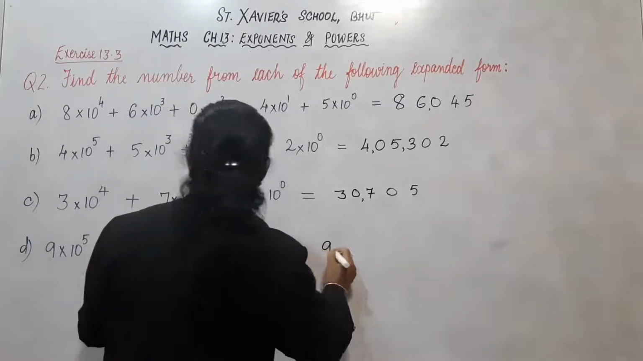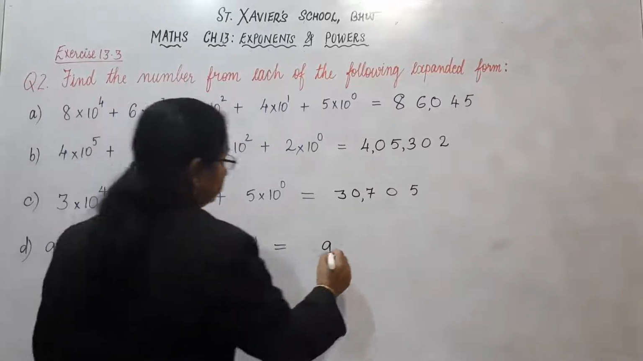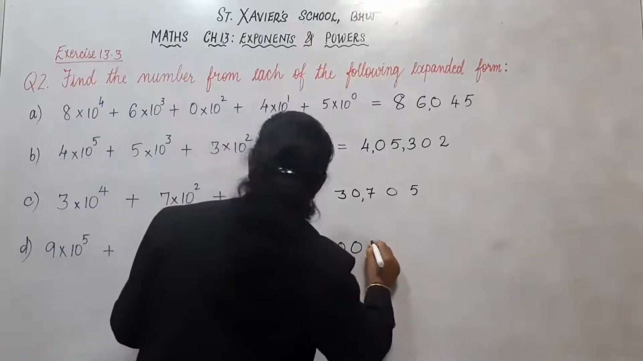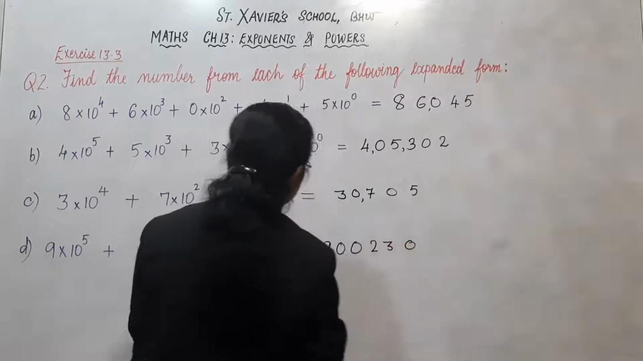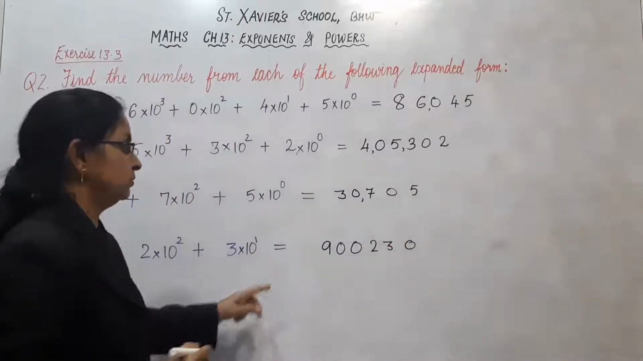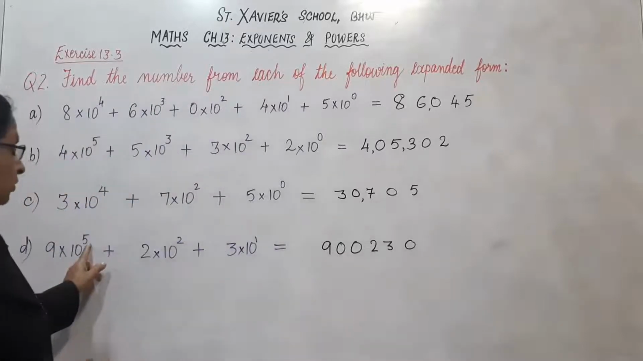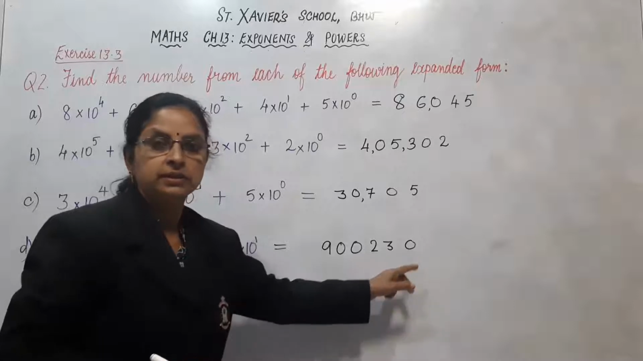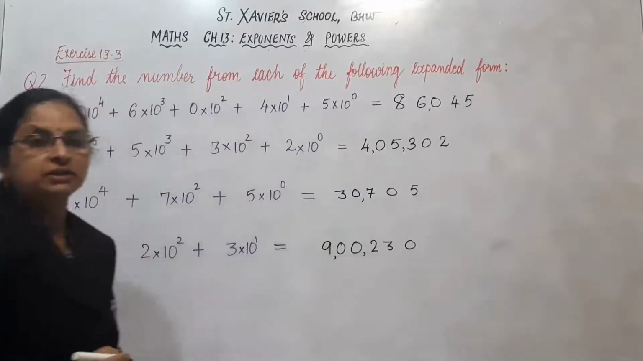9. Here in 2 places, fourth power and third power are missing, so we put 2 zeros. Then 2, 3, then last 10 raised to 0 is also missing, so we have to put 0 there. Check whether you are getting total 6 digits. 1, 2, 3, 4, 5, 6. So if you go on checking, there won't be any mistake. It will be very easy to do it.